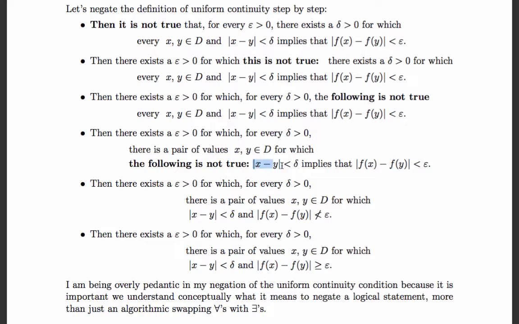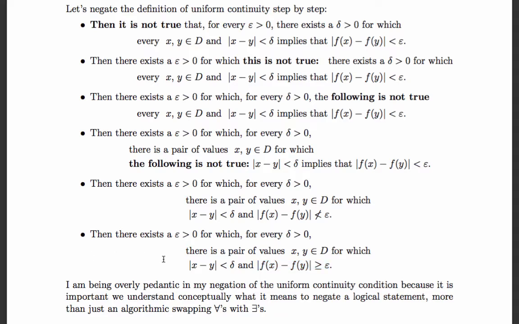Whenever x and y are within delta of each other, f of x and f of y are within epsilon of each other. Well, if that's not true, if every x and y within delta of each other implies f of x minus f of y is within epsilon, if that's not true, it means that there is an x, y within delta of each other, but f of x and f of y are not less than epsilon. And of course, if f of x minus f of y is not less than epsilon in absolute value, then the absolute value is greater than or equal to epsilon. So that last bullet is the negation of uniform continuity.